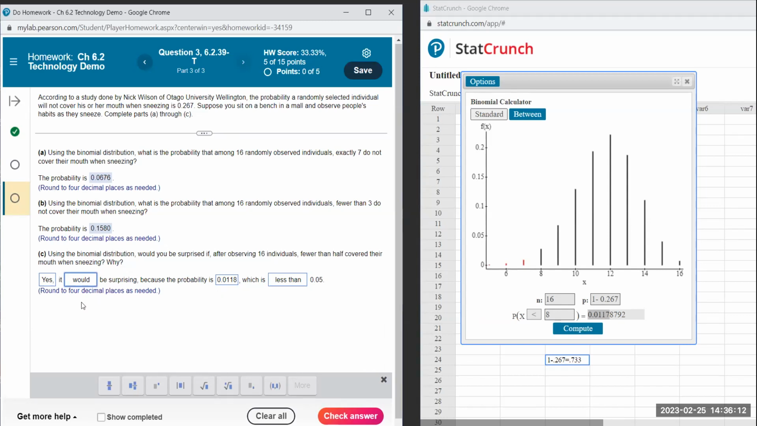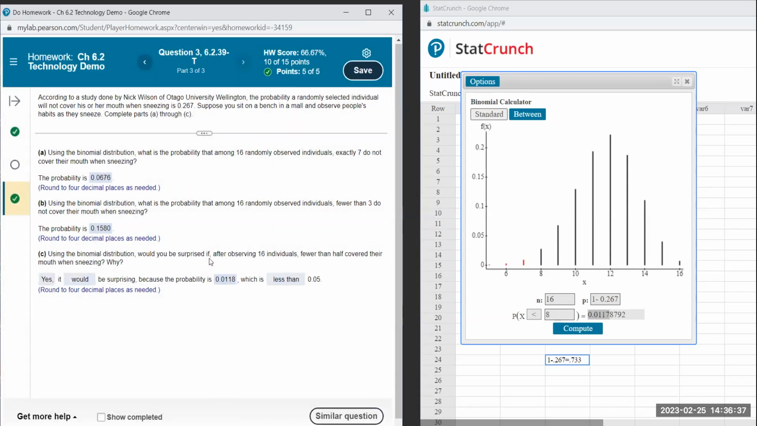But if yours is more than 5%, then you would answer the opposite. No, it would not be surprising. So let's say my probability here would have been 70%. No, I wouldn't be surprised if there was a 70% chance of happening and then it happened. If there was a 70% chance of rain today and then it rained, you wouldn't be surprised by that. That would not be an unusual event. Okay, so that completes the demo for 6.2.